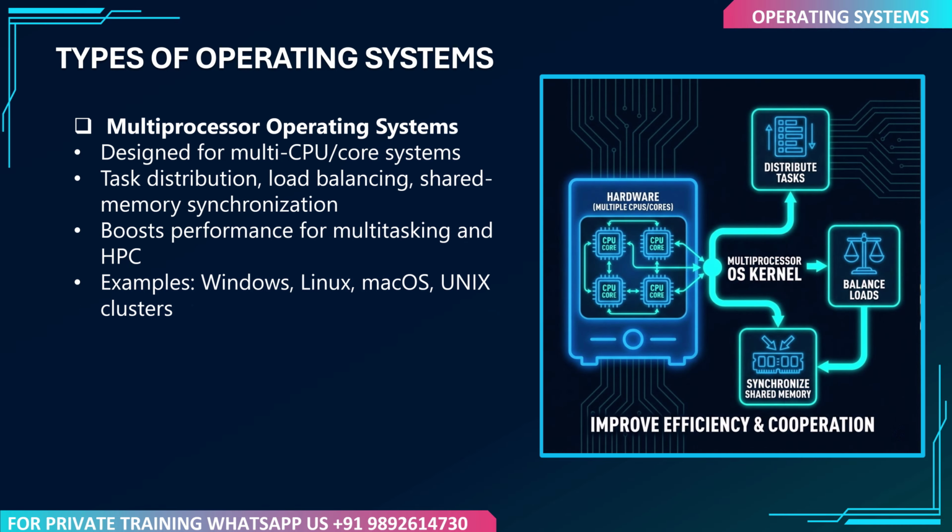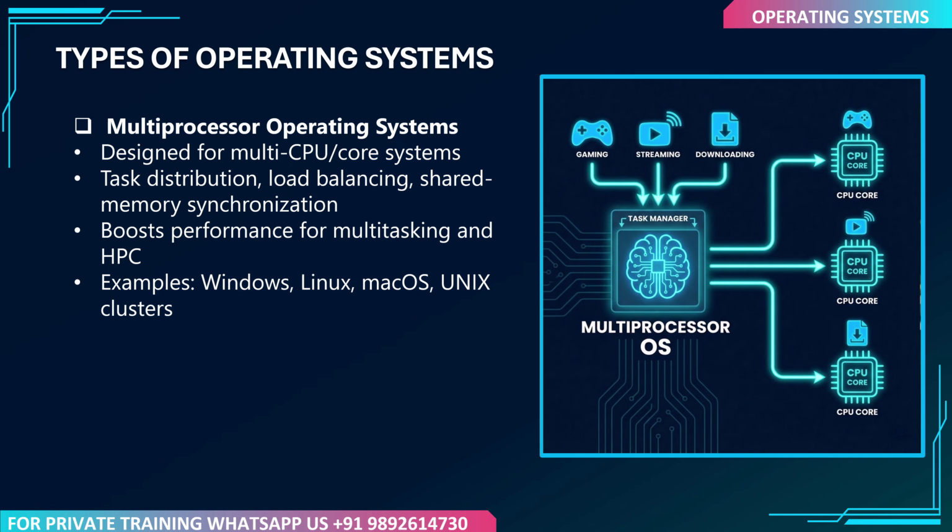Next, let's talk about multiprocessor operating systems. The name sounds technical, but the idea is simple. These are operating systems designed for computers with more than one processor or CPU core. Modern systems, from laptops to supercomputers, often have multiple processors working together to speed things up. A multiprocessor OS ensures that all these processors cooperate efficiently. It distributes tasks, balances loads, and synchronizes access to shared memory. Imagine your computer's brain is split into 4 or 8 smaller brains, all working together. The operating system acts as the manager, deciding which brain gets which task.